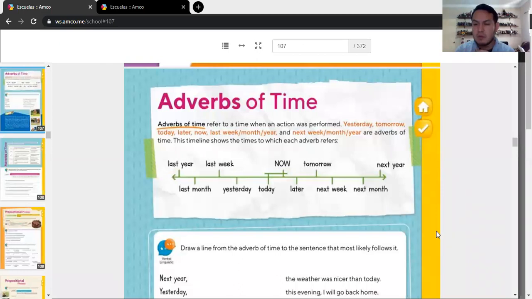Sounds good? Let me share my screen with you. While I share my screen with you, I'm going to tell you the pages that we're going to be working with. The pages for language are page 83 and page 84. Give me one moment. Thank you. I'm sorry. Page 83 and page 84.